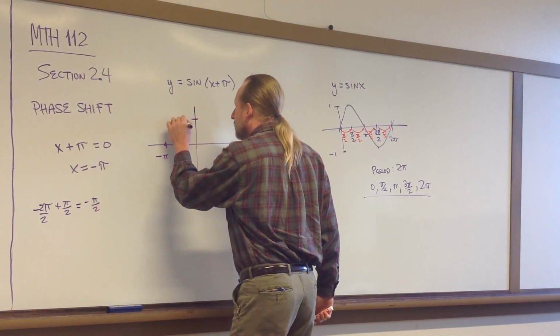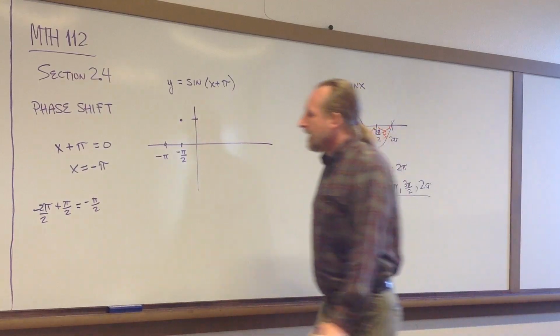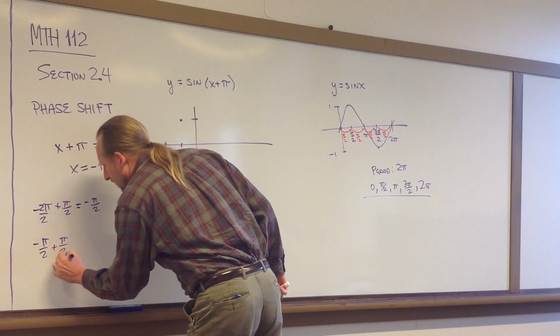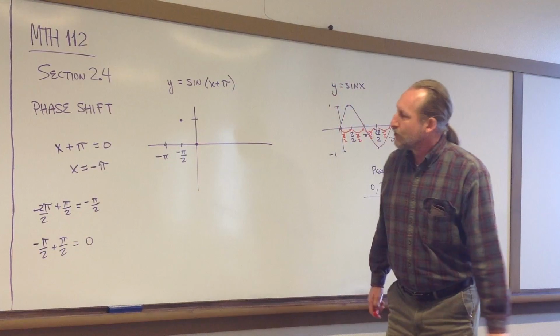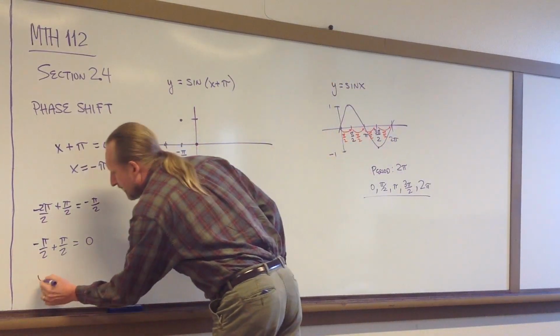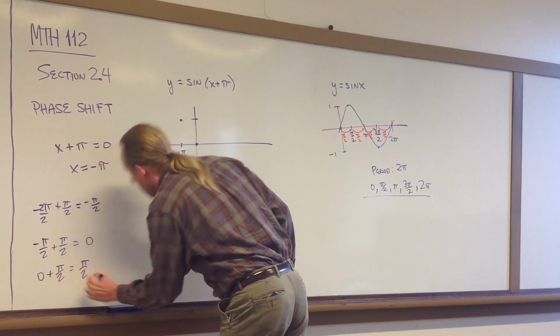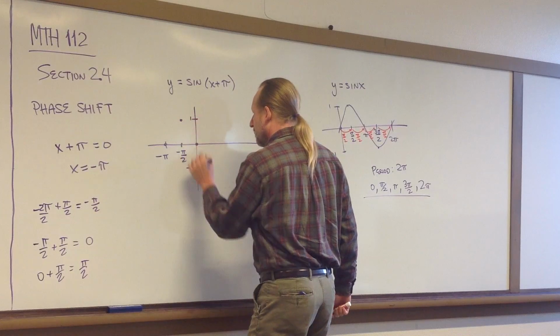All right, and that's going to be where our maximum value is right there. Then we take our negative pi over 2 and add pi over 2 to it again. Then the next critical value will be 0. Then take that 0, add pi over 2 again. And that's going to be where our minimum value is.